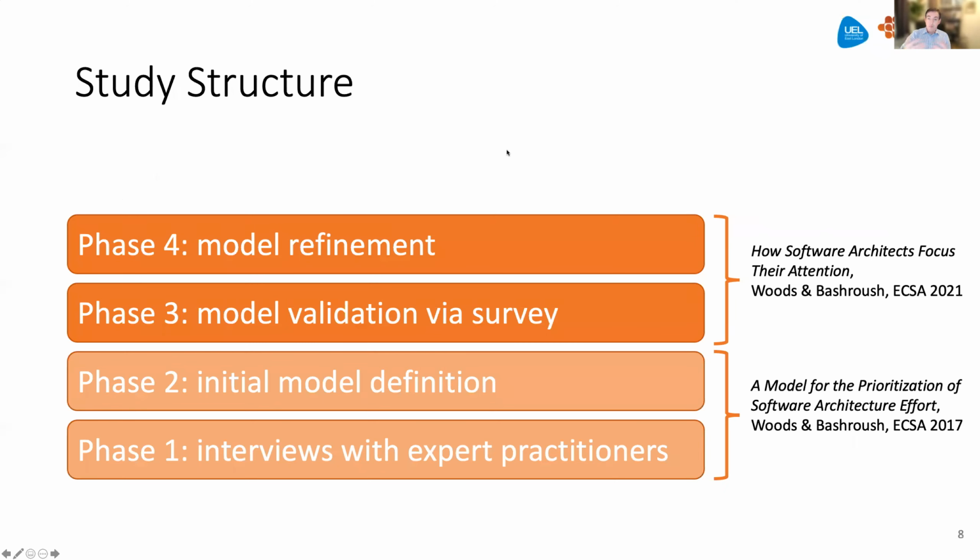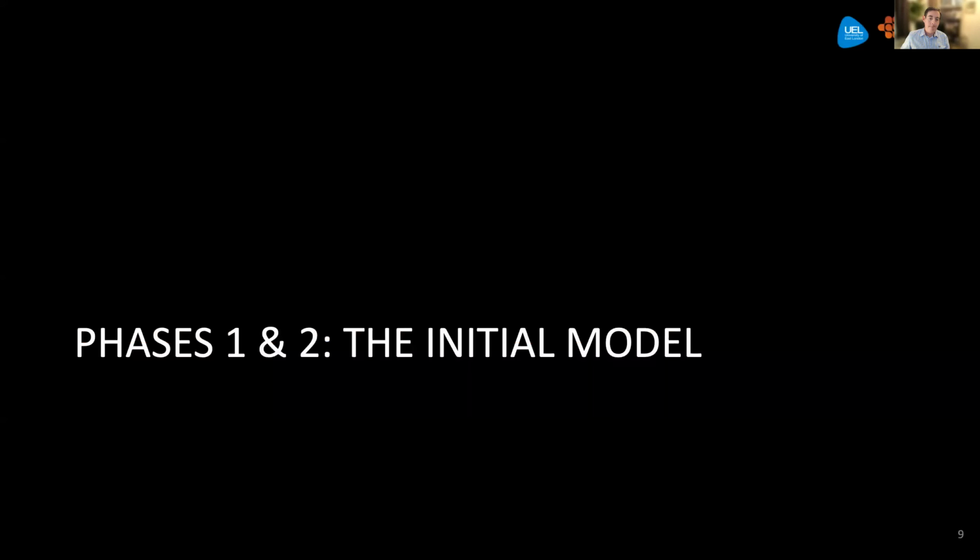To do this, we ran a study with 4 phases. We interviewed some expert practitioners, and from that we analysed the interviews and we built an initial model, a model for prioritising architecture effort, and we published that at EXA 2017. Then since then, we moved on to phase 3. We validated that model via survey, quite a large survey of practitioners, and from some insights gained in that survey, we refined the model further. That was phase 4, and that's what's being reported in this paper.